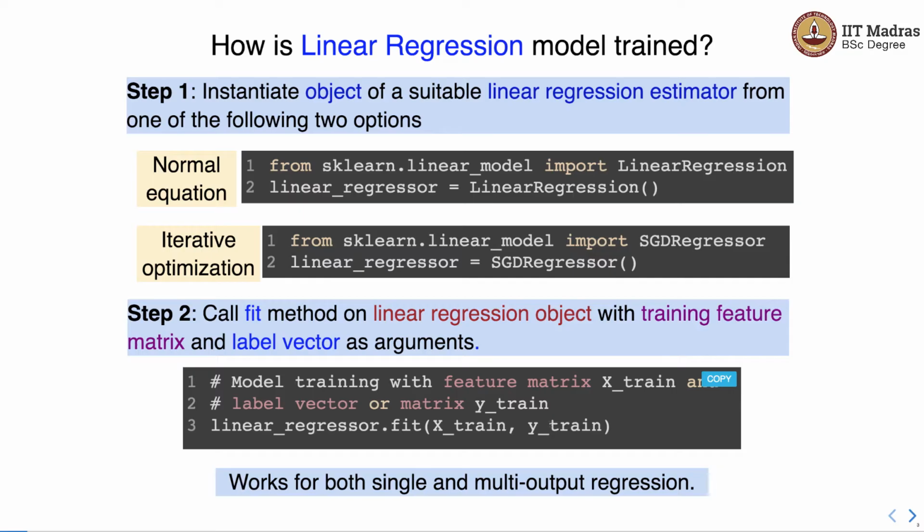This way of constructing a linear regression model works both for single and multi-output regression. In multi-output regression, the second argument in the fit, which is y_train, will be a label matrix instead of a label vector as in the single output case. And why would it be a label matrix? Because we have multiple outputs in the label.